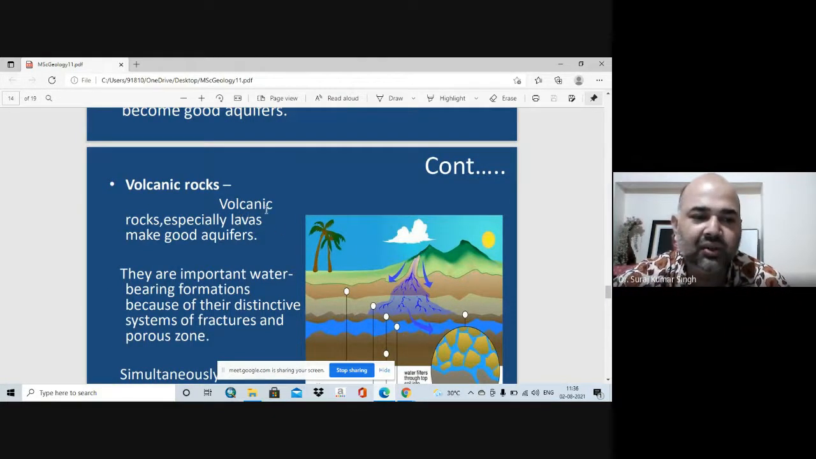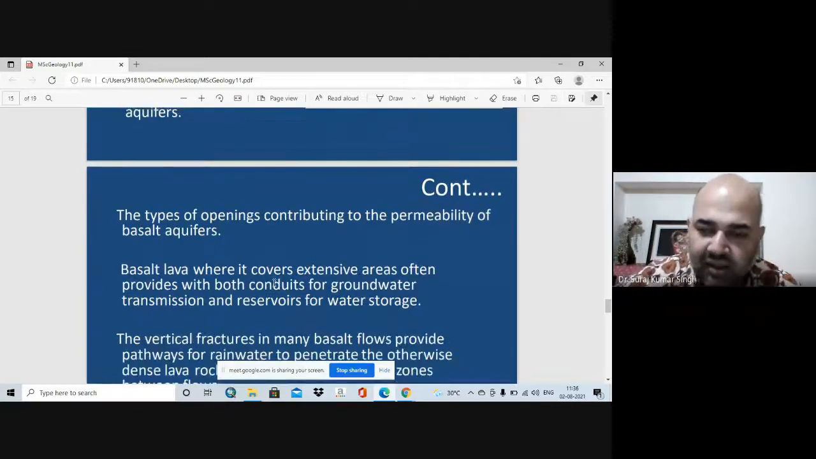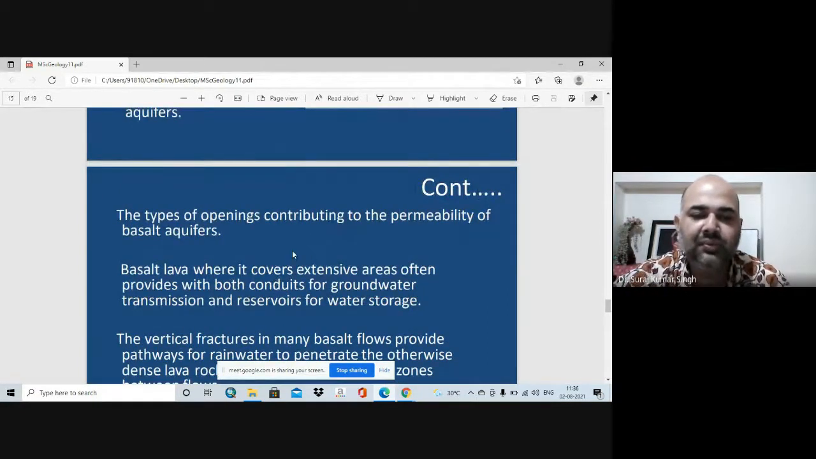Then you have volcanic rocks. Volcanic rocks, especially lavas, make good aquifers. They are important water bearing formations because of their distinctive systems of fractures and porous spaces, and they occur widely in variable conditions to form a good aquifer. So you can see how the water goes: this is the topsoil, then you have the limestone, then you have volcanic rocks, and then you have the water chamber. So this is a good water bearing structure, and these types of openings contribute to the permeability of basalt aquifers.